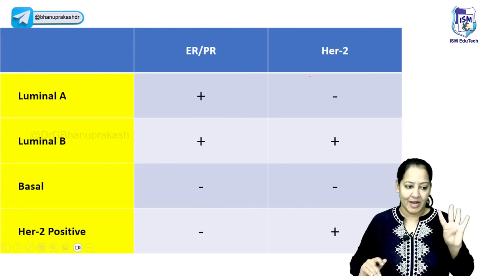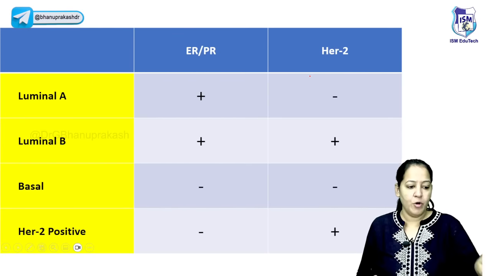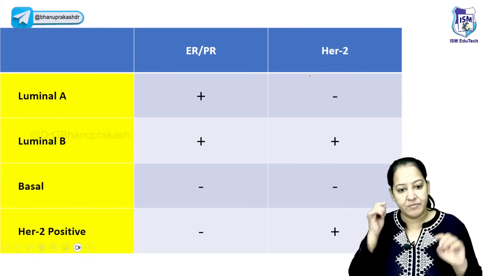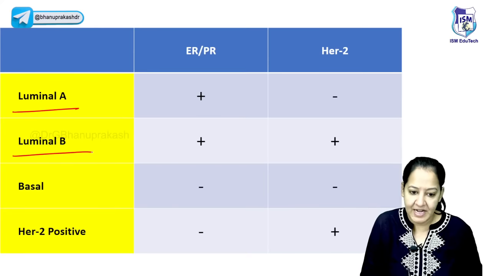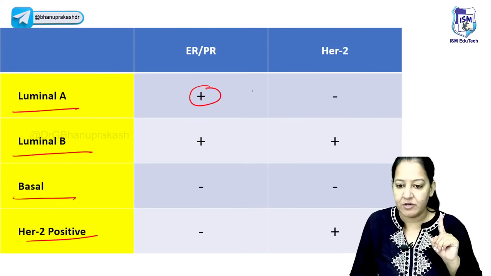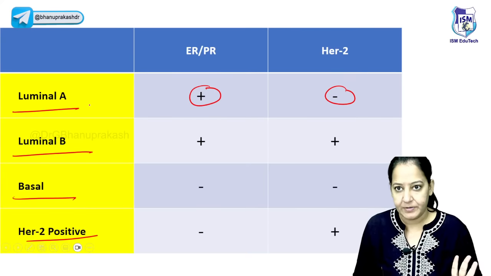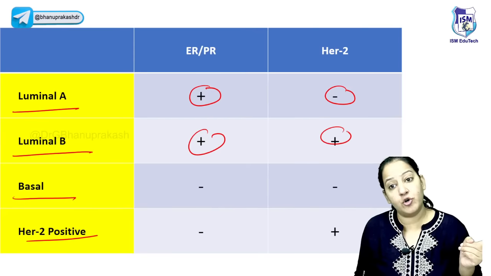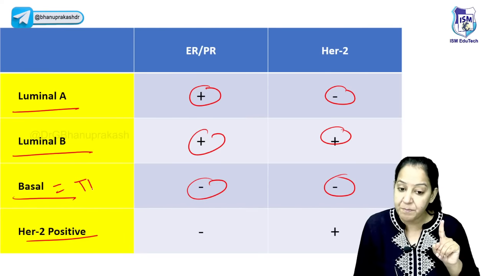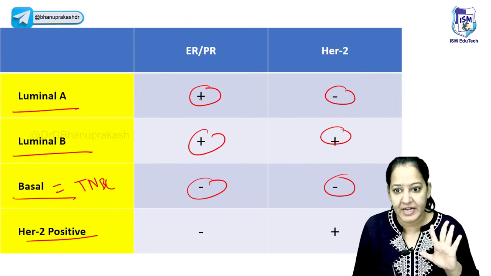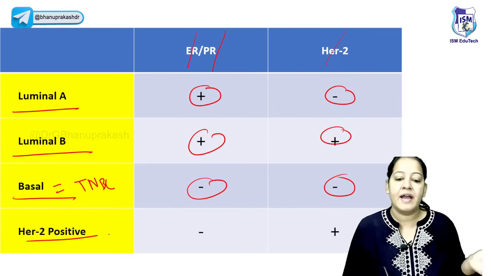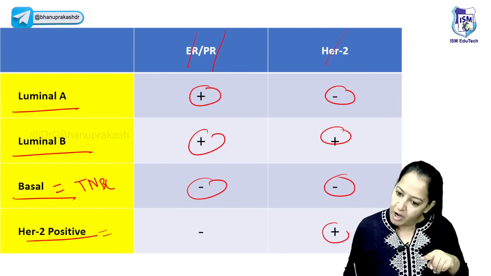The breast cancers are of four types. There are four types of breast cancer: luminal type A, luminal type B, basal and HER2 positive. Please understand. If ERPR is positive but HER2 is negative, it is known as luminal A. If ERPR as well as HER2 are both positive, it's luminal B. If both are negative, these are basal. Basal are also known as triple negative breast cancer. You understand the meaning of triple negative: they are ER negative, PR negative, HER2 negative. That's why triple negative has the worst prognosis. And the fourth one is HER2 positive. They are only HER2 positive, as the name indicates. They are ERPR negative.